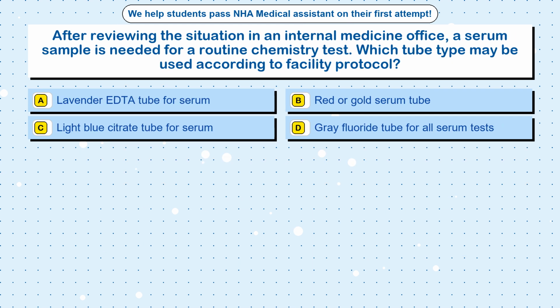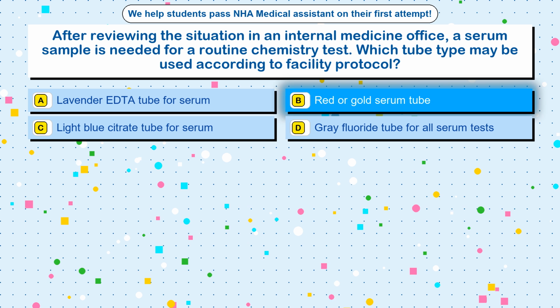Question 23. After reviewing the situation in an internal medicine office, a serum sample is needed for a routine chemistry test. Which tube type may be used according to facility protocol? Option A. Lavender EDTA tube for serum. Option B. A red or gold serum tube. Option C. Light blue citrate tube for serum. Option D. Gray fluoride tube for all serum tests. The correct answer is option B.